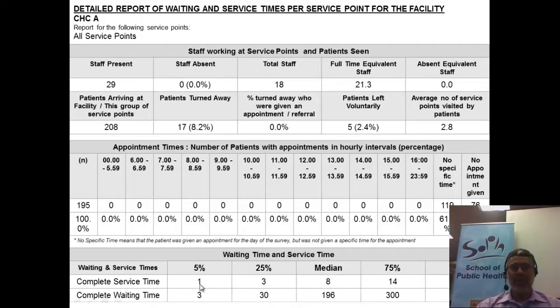The service time, of course, ranges from between 1 to 33 minutes. This would probably be for a very simple case, and this would be for a more complicated case with the patient. The waiting time ranges from 3 minutes, the cutoff of 5% of 3 minutes. This means that 5% of the patients waited 3 minutes or less for their complete time at the facility.